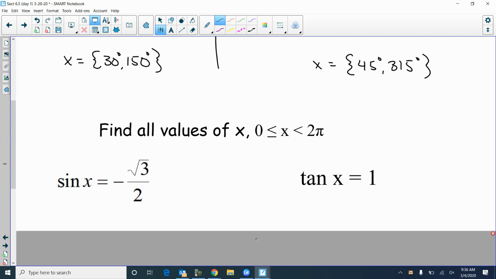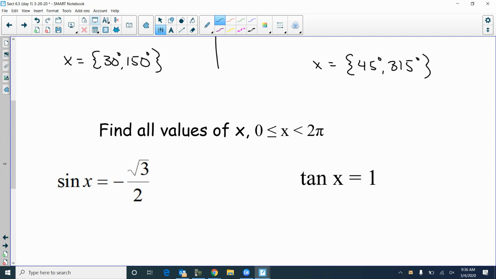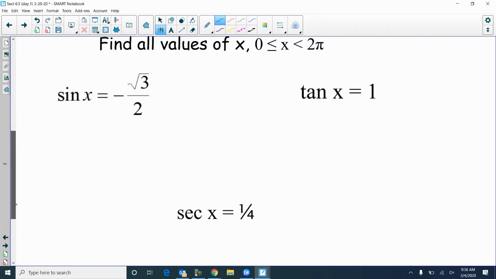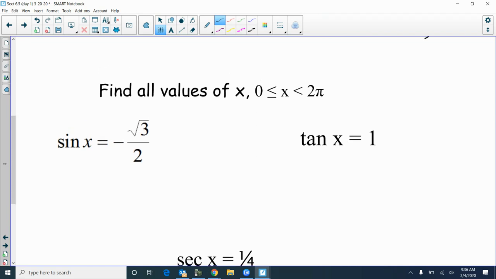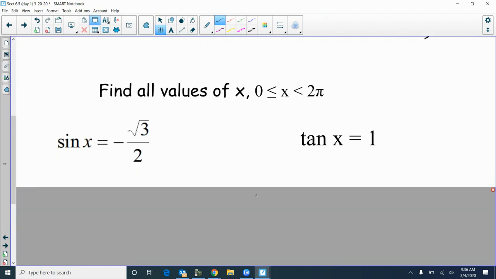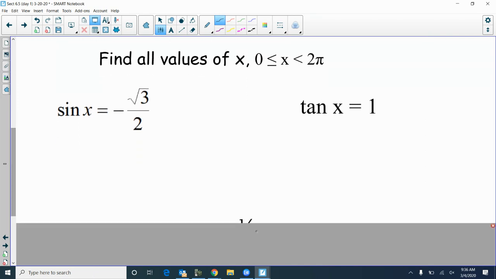Now, as you take a look at this, find all values of x from not 0 to 360, but 0 to what? 2 pi, which means our answer needs to be in radians. You can think in degrees, that's fine, but your final answer has to be in radians. Well, sine, where is sine negative? Quadrants 3 and 4. The opposite side is square root of 3 over 2.